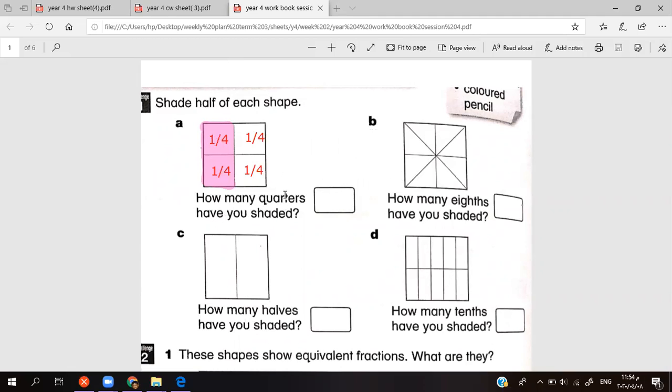1, 2, 2 quarters. How do I write 2 quarters? Remember when I told you the way I say it is how I write it. 2 quarters or 2/4. It means 2 over 4. Okay, here he also wants me to shade half the shape. So let's shade half of it. And this is the half, right?